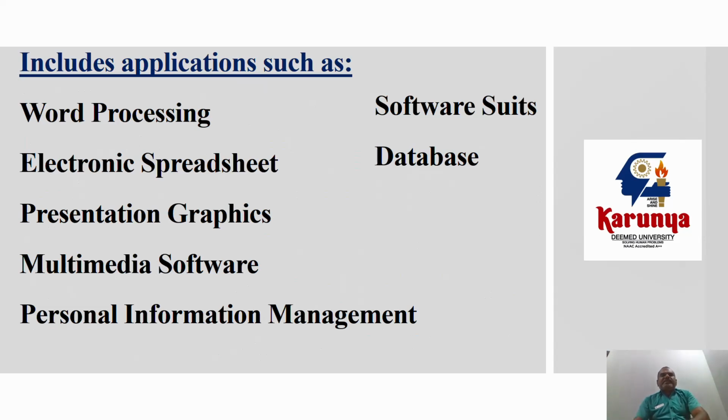This productivity software includes different applications. What are the applications available in productivity software? Word processing, electronic spreadsheet, presentation graphics, multimedia software, personal information management, different kinds of software suites, and different kinds of database. These are all the applications included in productivity software.